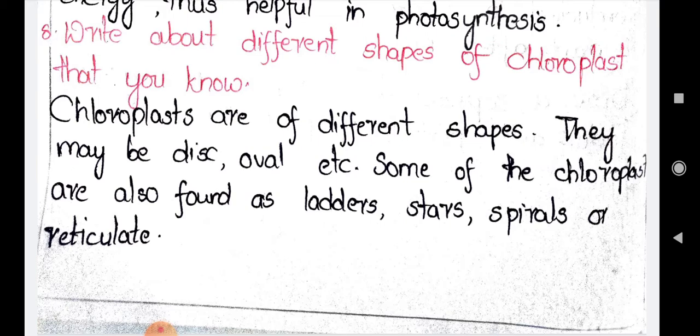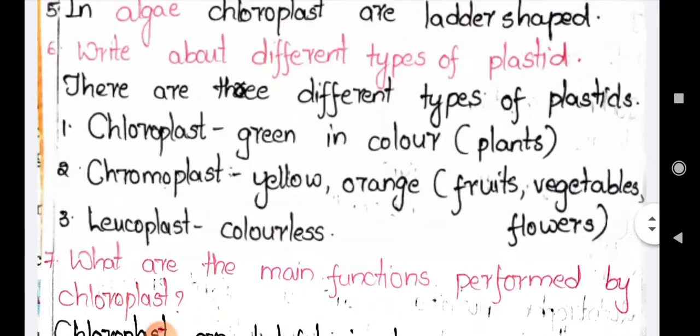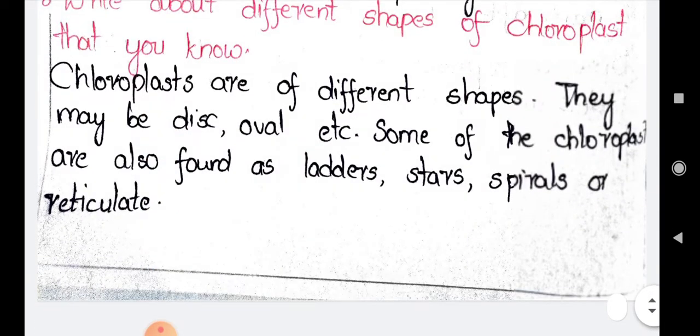Means the shape, in the sense, the chloroplast appears as stars in that particular cell, or the chloroplast appears as a spiral shaped one in a particular cell. So the chloroplast has different shapes. It may be disc in shape, oval in shape, or ladder in shape, or star in shape, or spiral in shape. It depends upon the organism how the chloroplast is present in that particular cell. Okay, up to here we have completed 8 questions and answers.